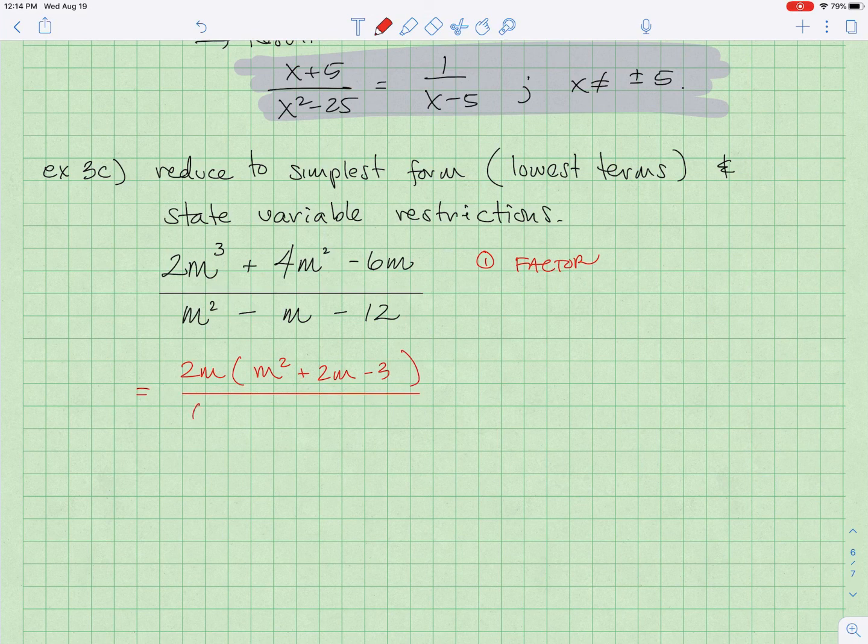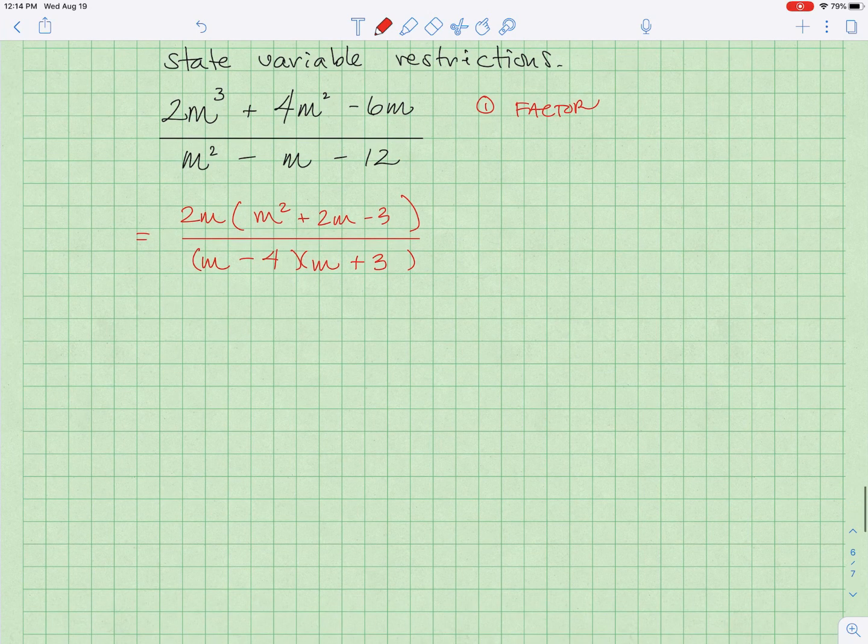In the denominator, I'll try to reverse FOIL there. An m and an m, and two numbers that multiply together to give me negative 12 but add to be negative 1. Feels like a negative 4 and a positive 3. Nothing seems to be canceling yet, but I have the denominator factored, and I could talk about what the domain restrictions are, but let's keep factoring.